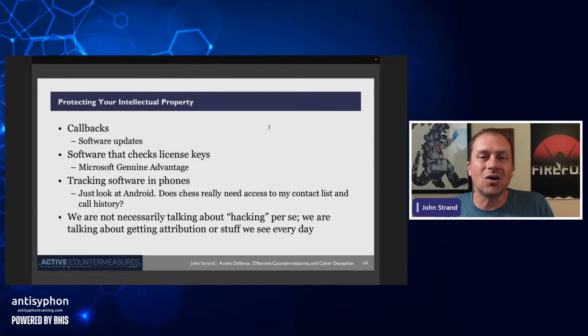So if we're looking at all of these types of things, I want you to think a little bit about intellectual property and what people do. Callbacks. Microsoft was free and clear with the Waledac botnet, but also think about it. They do software updates. Those software updates are talking back to the Microsoft mothership like all the freaking time. Think about licensing, Microsoft Genuine Advantage, tracking software and phones. Whenever you're trying to find a good cup of coffee, Google Maps is tracking where you are.